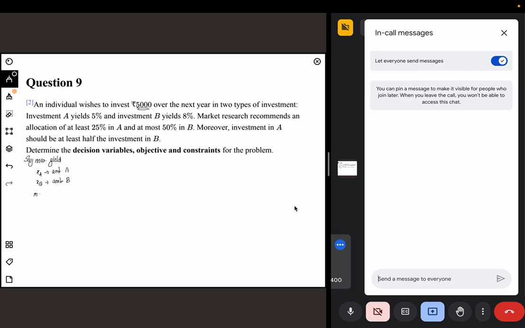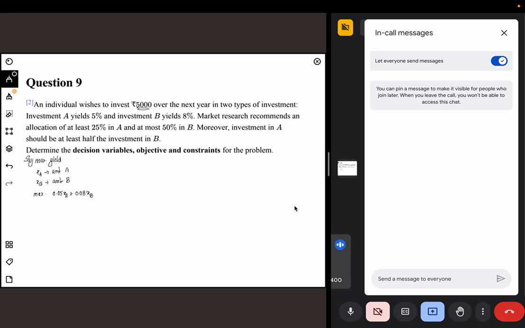So that will be something like maximize. The yield is 5% in A. So something like this. And 8% in B. So this is something that I want to maximize. I can always take this 5XA plus 8XB, the scaled version, like we have referred to previously also.